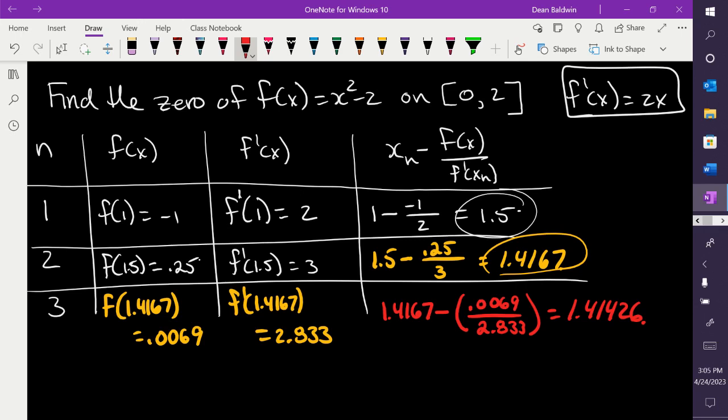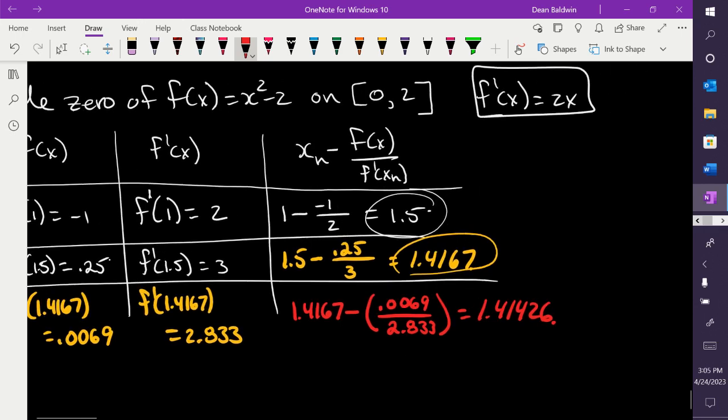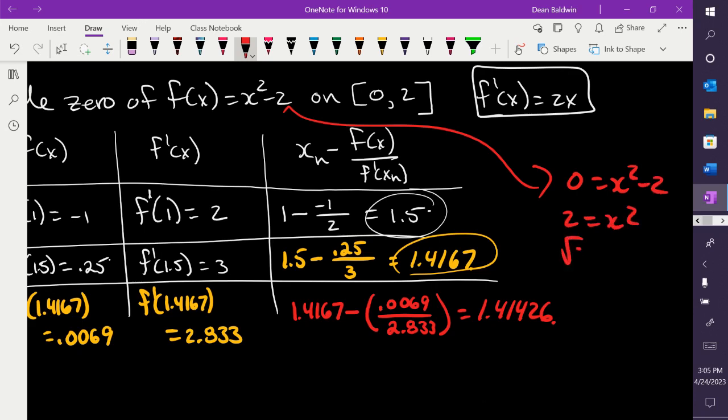Can you tell me what the actual x-intercept is? How would you solve that? Yeah, because if you're going to actually solve it, you would go 0 is equal to x squared minus 2. 2 is equal to x squared. So you'd root the 2, and you would get 1.4142.